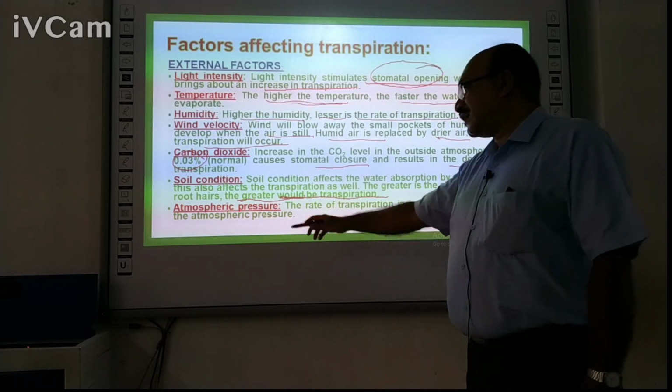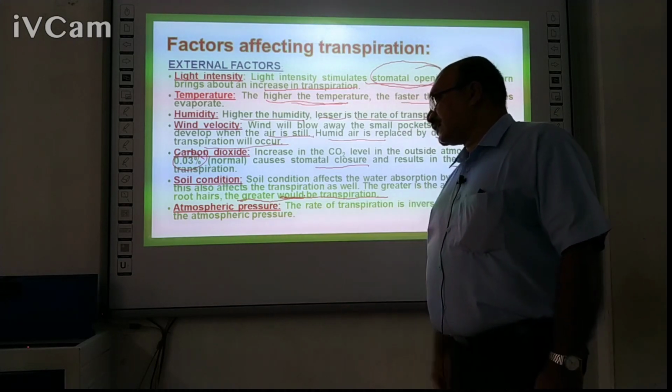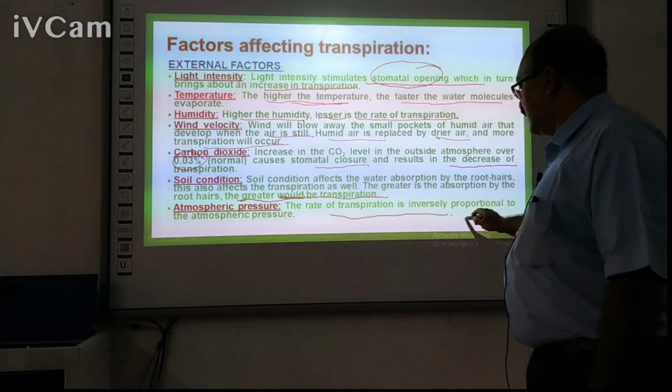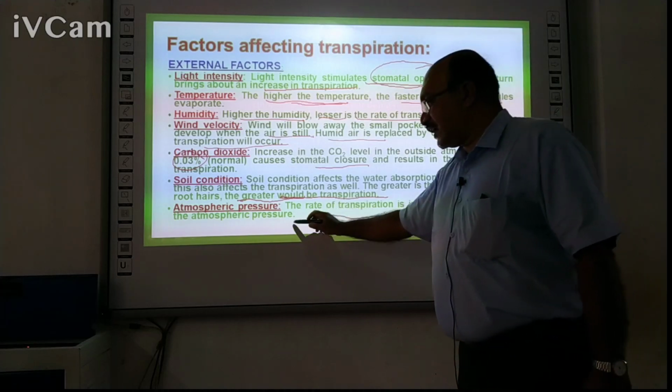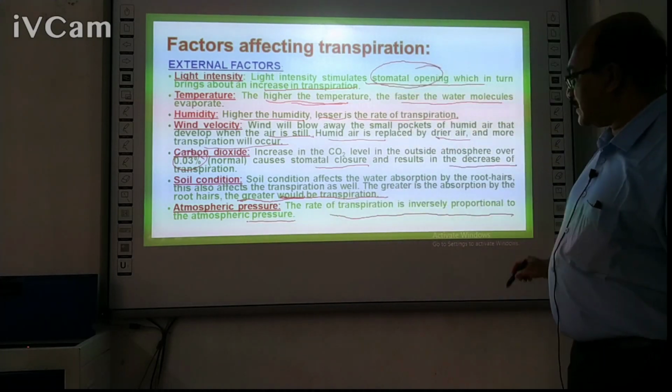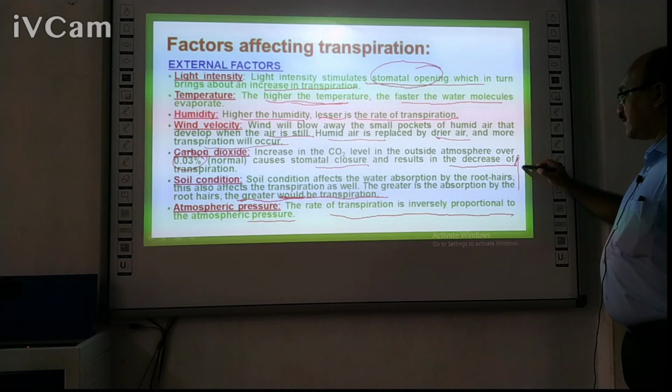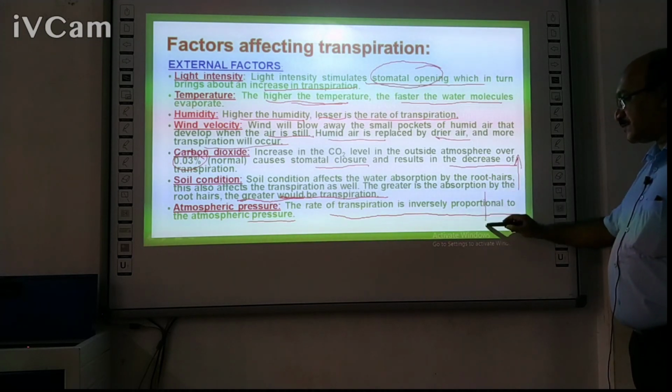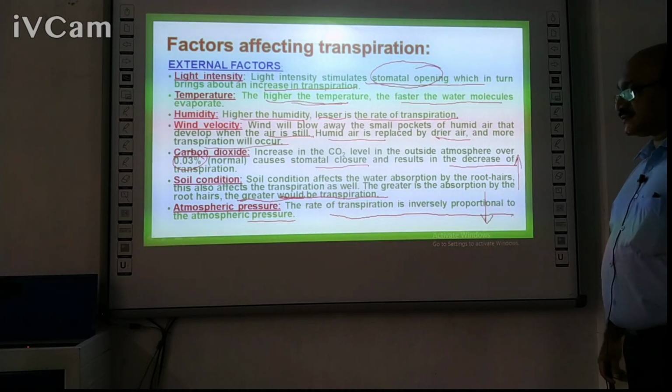And the last factor, the atmospheric pressure. The rate of transpiration is inversely proportional to the atmospheric pressure. If the atmospheric pressure is high, then the rate of transpiration will be less.